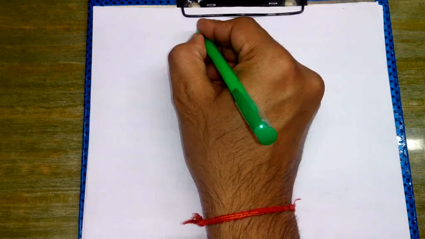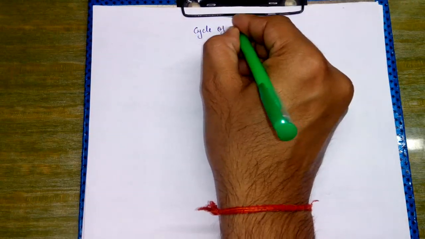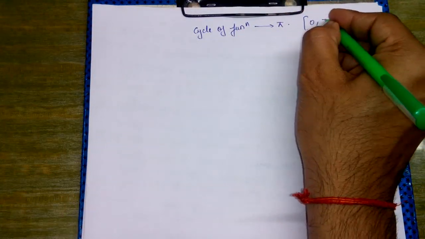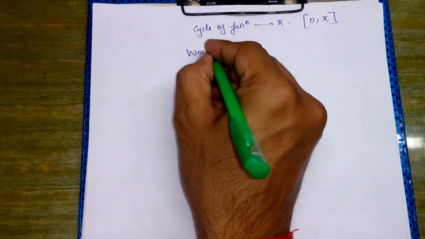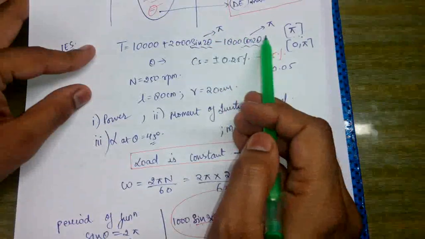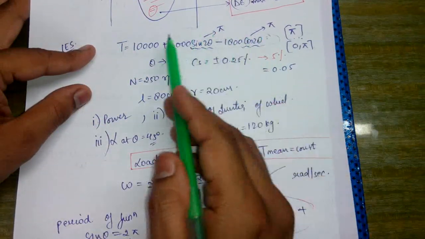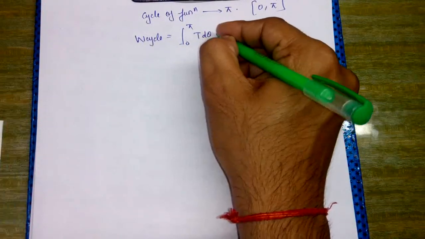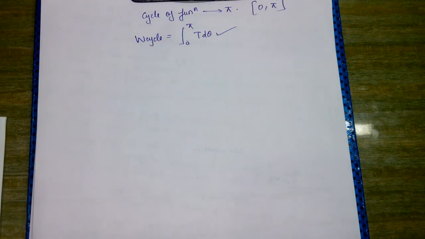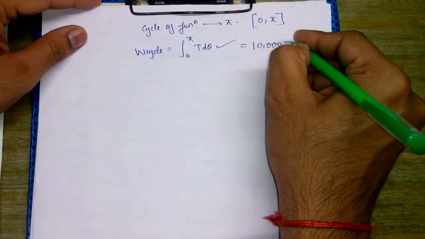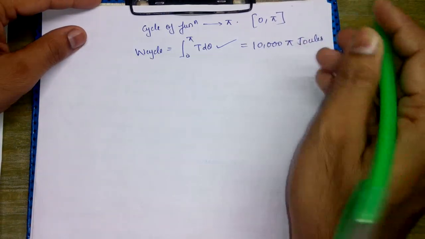Now since we know that the cycle of the function is pi and it is varying between 0 to pi, the W cycle, as I have already told you, can be evaluated by means of integration, and we will integrate this given function from 0 to pi, that is integral of T d theta from 0 to pi. From here we will find the value of the W cycle, and when you solve it you will get 10,000 pi joules. This is 10,000 pi joules.